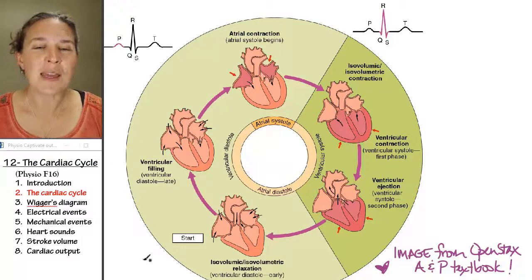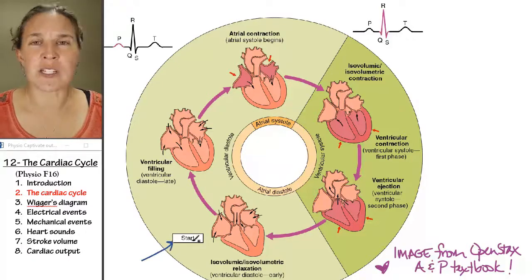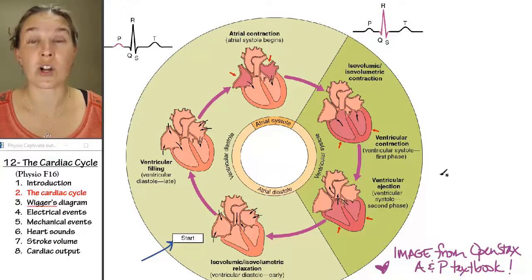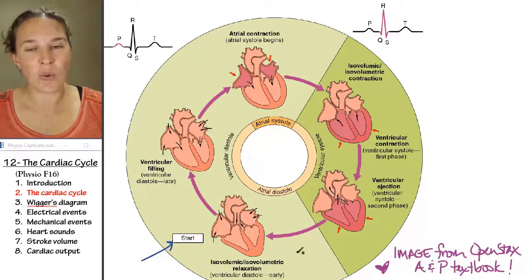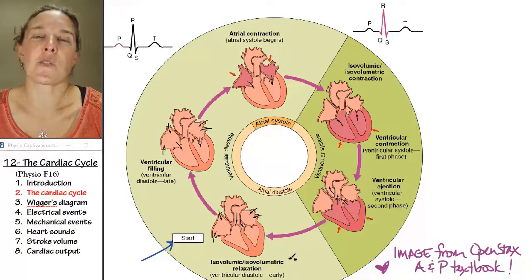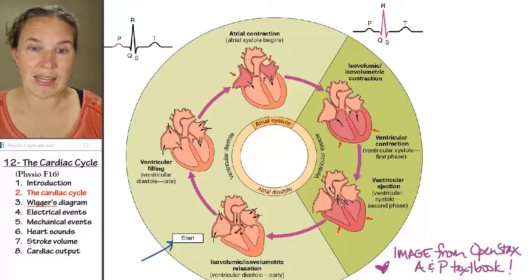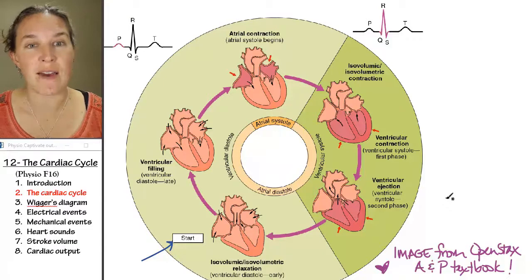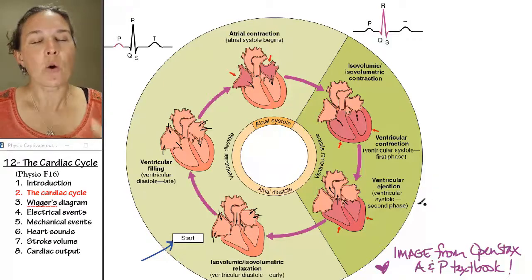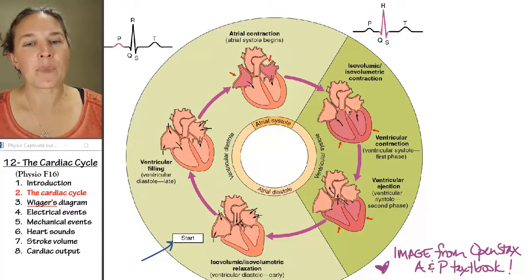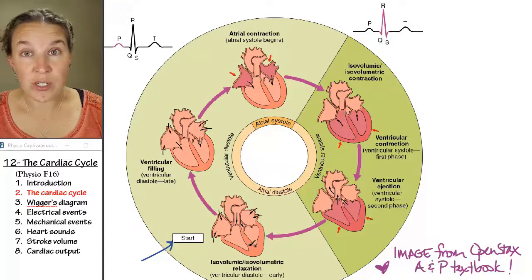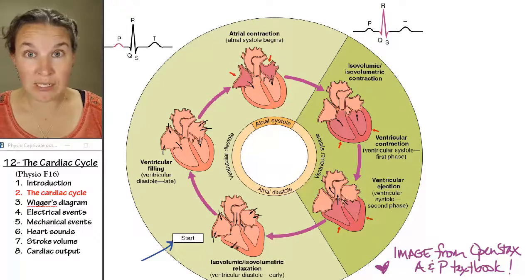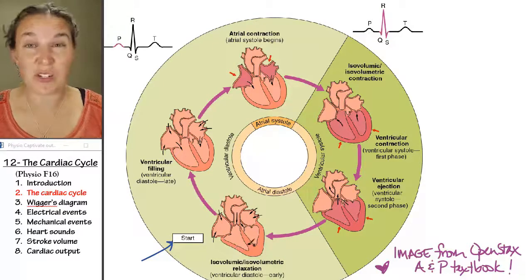So as always, when you're dealing with a cycle, you're going to have a sort of arbitrary start point. And that start point, it's an easy start point if you think of everything being relaxed and the atria are filling. The atria haven't yet contracted. We're going to look at volumes and pressures involved in atria and ventricles.